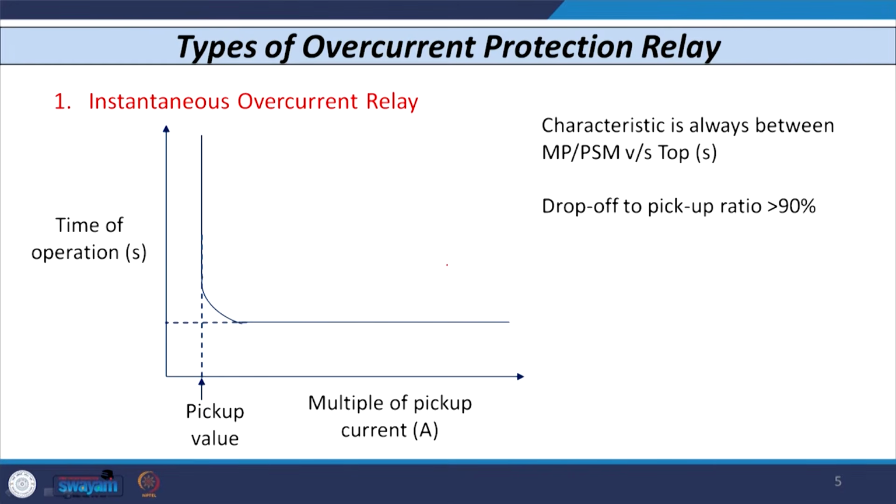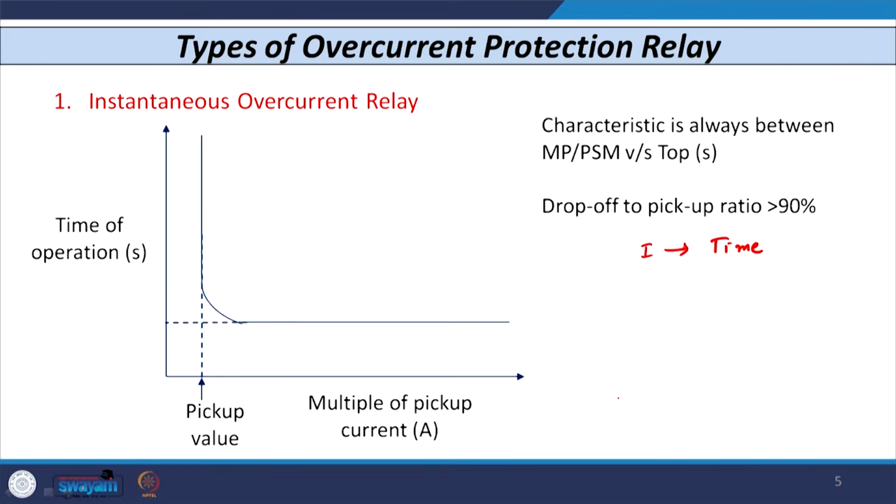As you can visualize, the characteristic is shown here. On the x axis we have the multiple of pickup current, and on the y axis we have the time of operation. Normally the question comes to mind: why is the characteristic of an overcurrent relay not current versus time, but always some multiple of pickup current versus time?